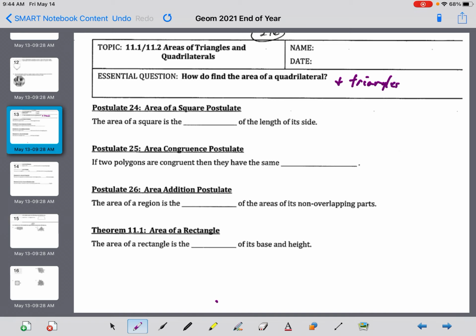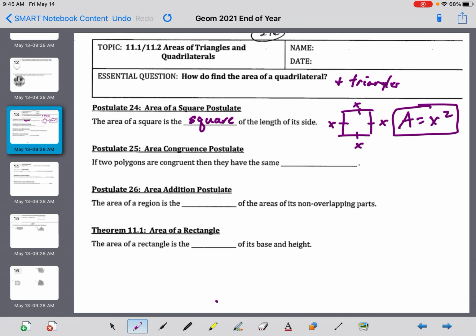Area formulas. The area of a square is the square of the length of its side. If I have a little picture of a square here, all four sides equal. And if this is x, they're all x. Area is equal to x squared. Some people write it as s squared.